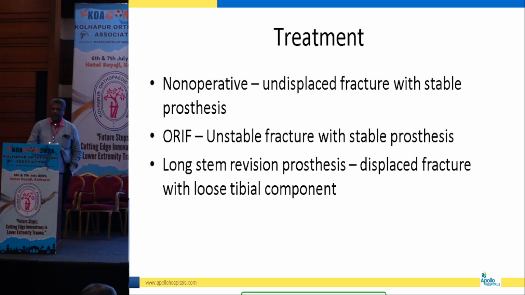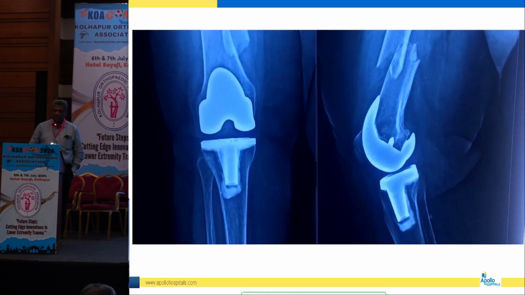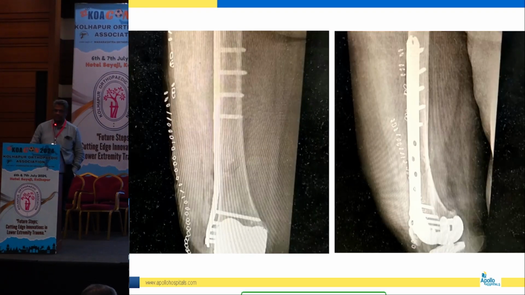For treatment, undisplaced fractures with a stable prosthesis are managed non-operatively. Open reduction is for unstable fractures with a stable prosthesis, and a long stem revision prosthesis for displaced fractures with loose tibial components. Here is another case where the total knee replacement components are undisturbed after a supracondylar fall. You can consider supracondylar nails, which were just discussed by our previous speakers, but if the box is closed, then that option is closed for us, and again we go back to a blade plate for these types of fixations.